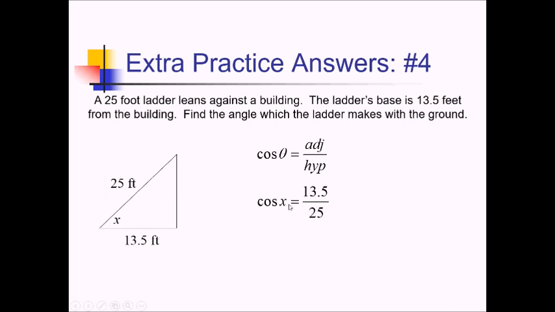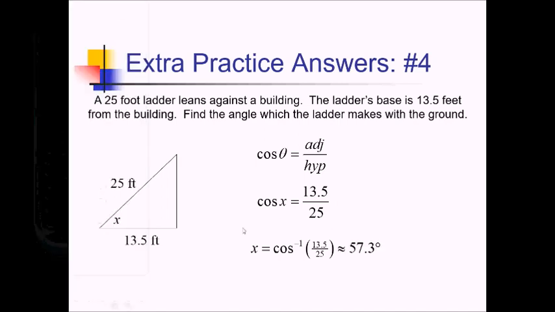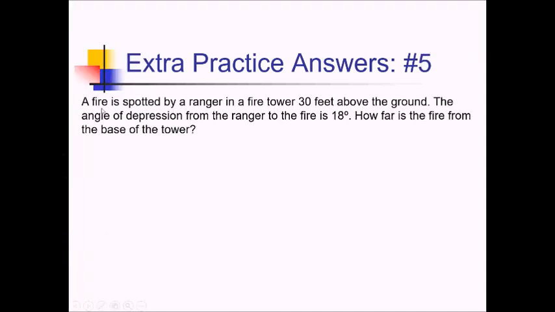And now to actually get x, I need inverse cosine of 13.5 over 25. Let's do that on the calculator. So plugging that in, using second cosine to get cosine inverse, I end up with 57.3 degrees.